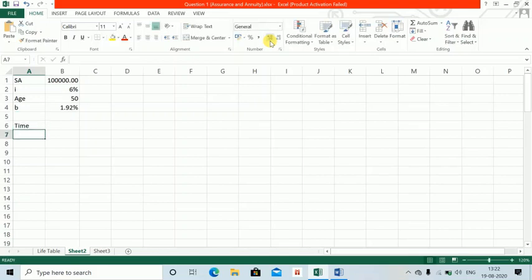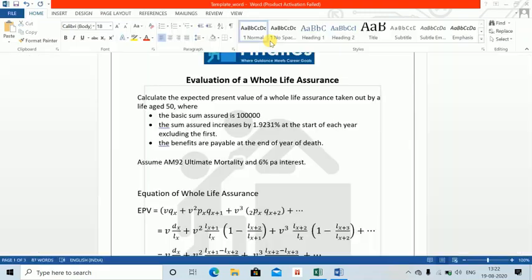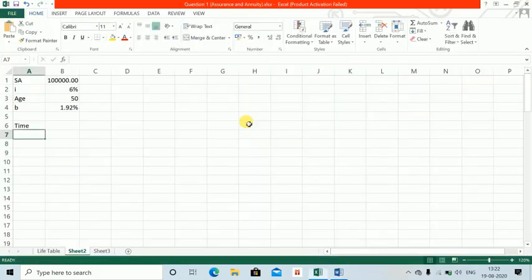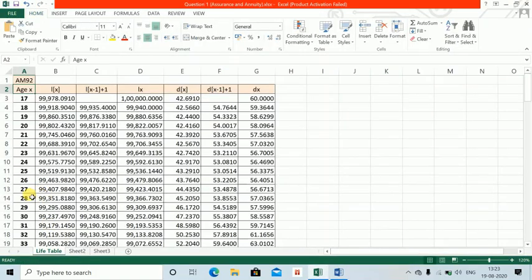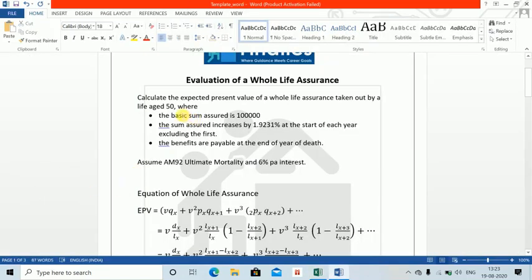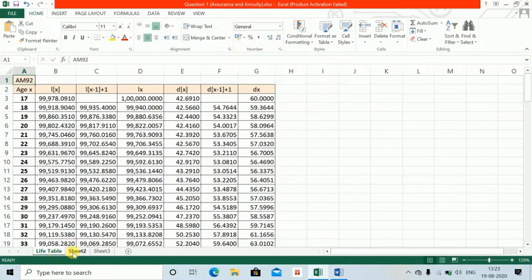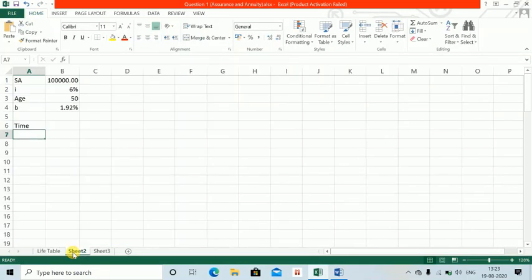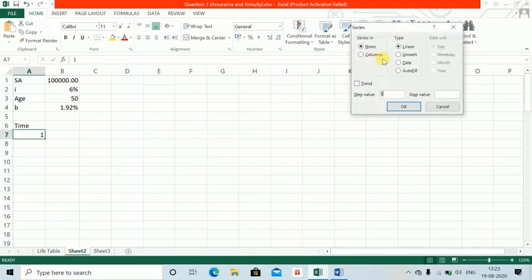Now first we'll take time. How will you understand how much time to take? Because it's a whole life assurance, that means it goes up to infinity in our equation. But your life table has been given up to age 120, and the person is already aged 50 years. So we have been left with 120 minus 50, which is 70. So we'll take time up to 70: start with 1, then fill series, columns, and stop value 70.